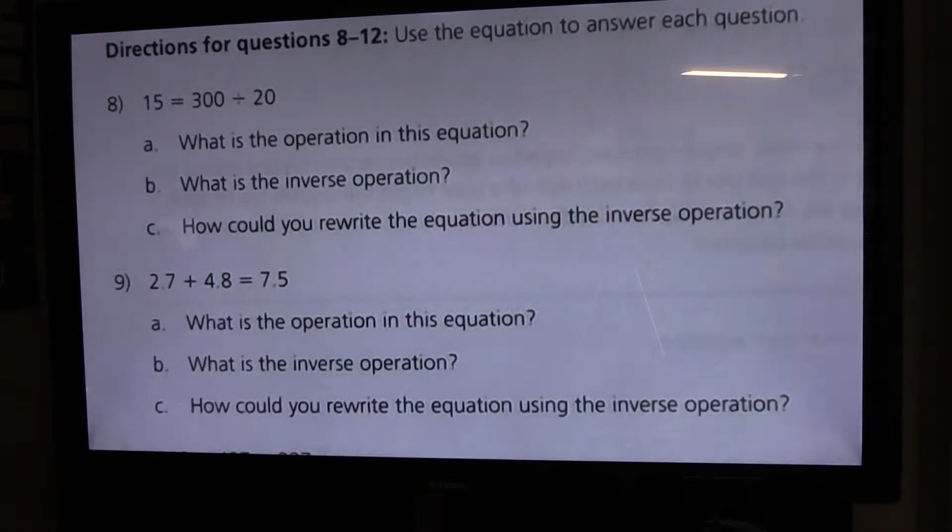When I look at number 8 and I see this, it says 15 equals 300 divided by 20.